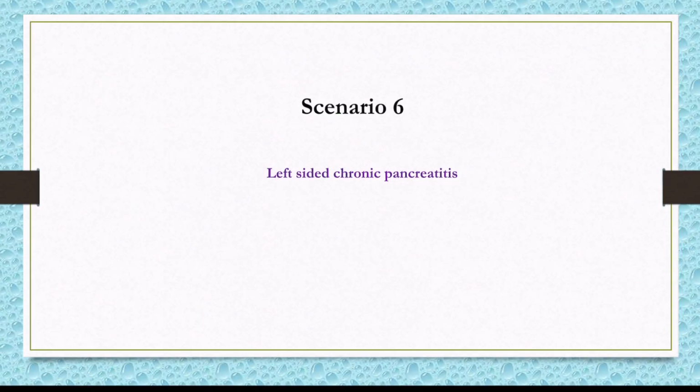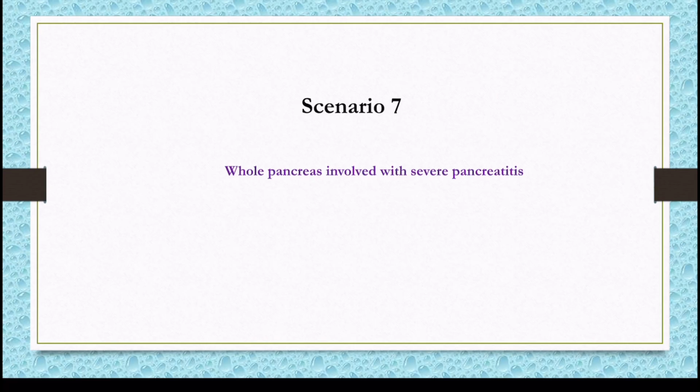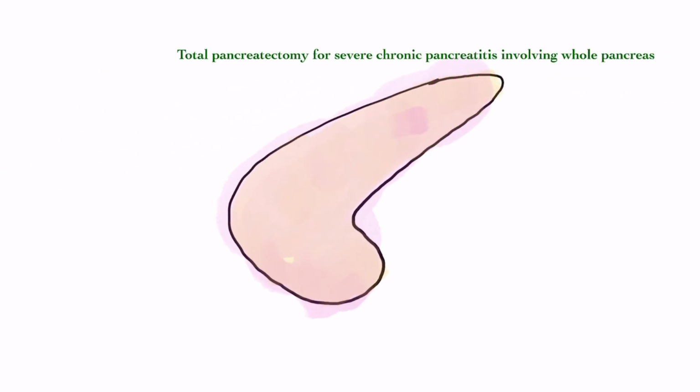Scenario 6. In case chronic pancreatitis is limited to left side, distal pancreatectomy is done, and in scenario where whole pancreas is involved with severe pancreatitis and patient is already insulin-dependent diabetic, then total pancreatectomy is done, as its most important complication is fragile diabetes.